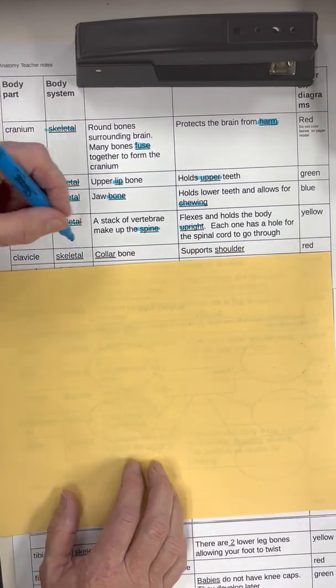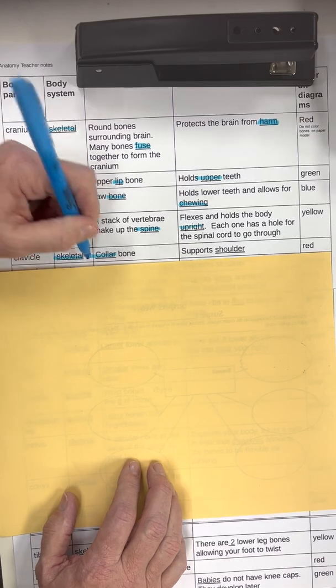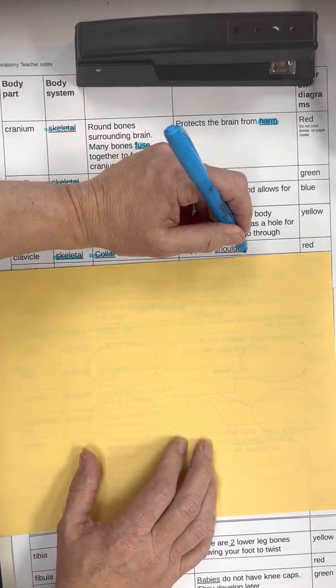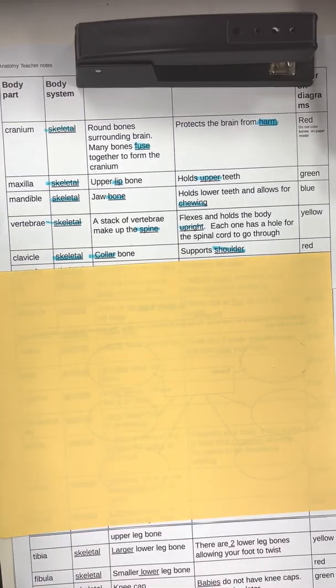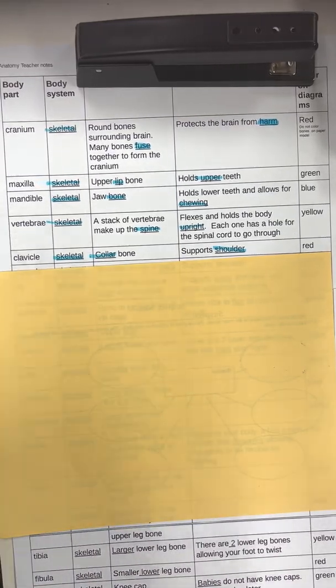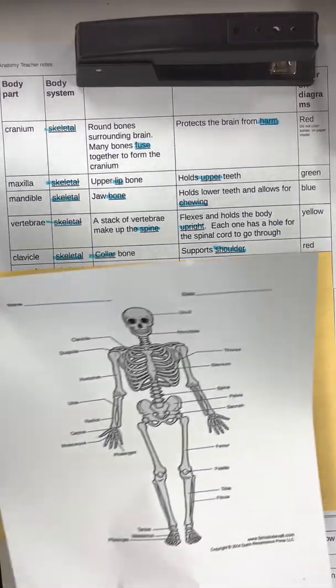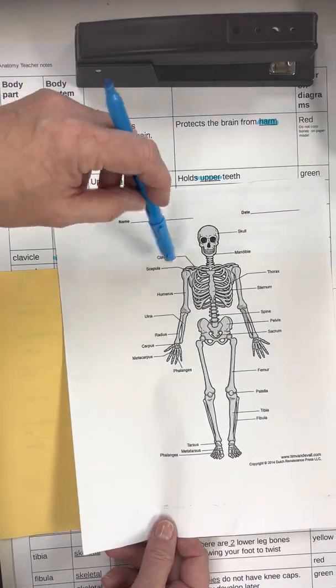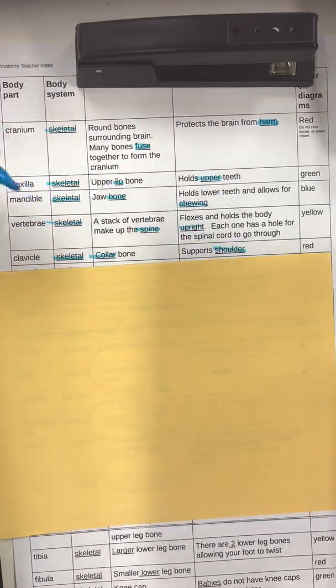Clavicle, skeletal. The other word is collarbone. It kind of sticks out, right by your neck. It supports your shoulder. There are some animals that don't have a clavicle. Those animals can fit through very small areas. So the clavicle is right there.